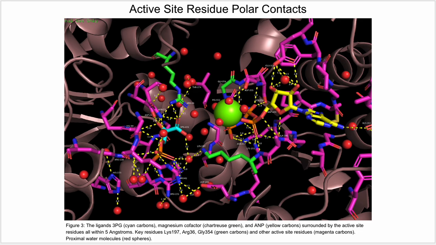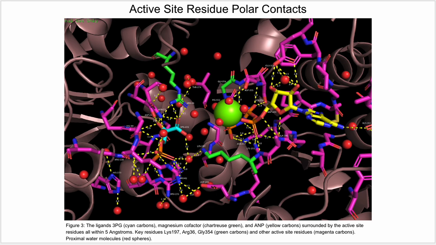The interactions are shown in dotted yellow lines, and the distances are displayed in angstroms. There are numerous interactions occurring between the ligands and active site residues, including salt bridges, hydrogen bonding, and water-mediated polar contacts occurring through the side chains of the active site residues. It appears that these interactions are key to binding between the active site residues and the ligands. The key residues are color-coded in green. The rest of the active site residues are colored in magenta, and the water molecules are colored in red.